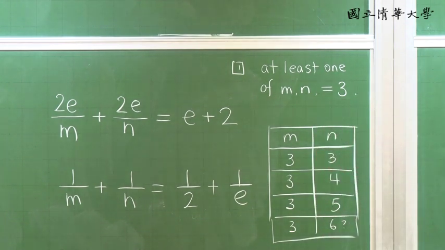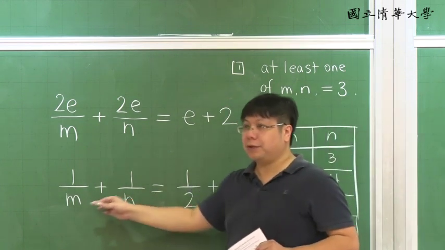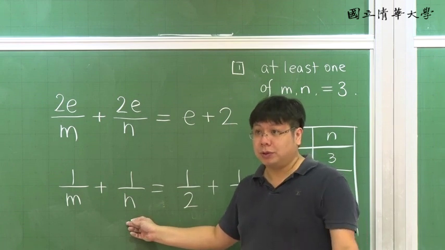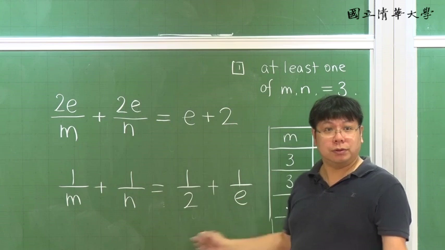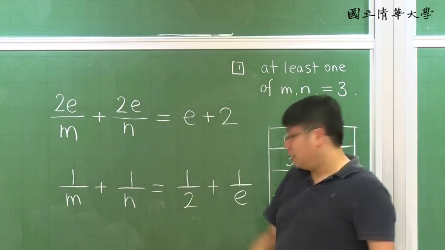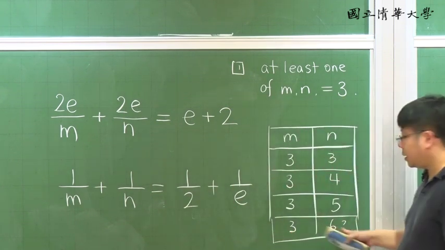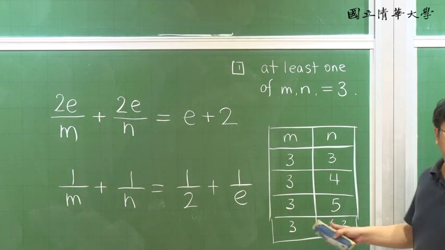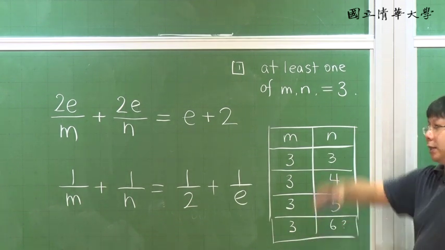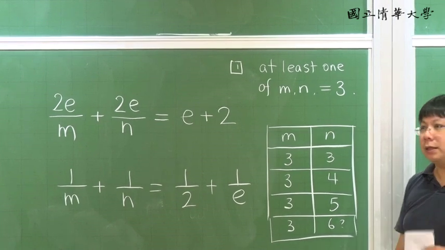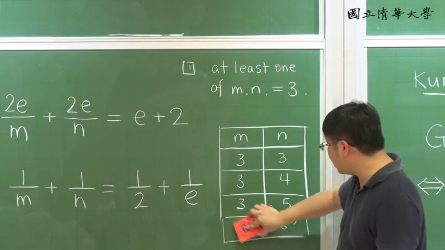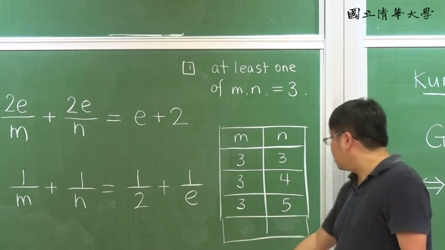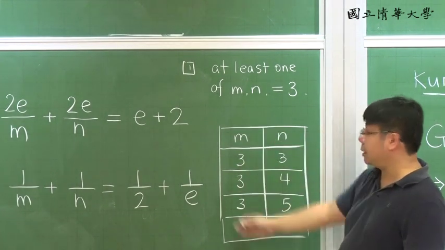Now we can't have 3 and 6, because 1 over 3 plus 1 over 6 is only 1 over 2, so it is not large enough to be equal to the right-hand side. If one side is 1 over 3, the other side hits at most 1 over 5 rather than 1 over 6. So you can't have 3, 6. That's the end for the case of m equal to 3.